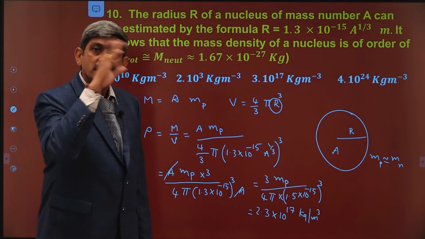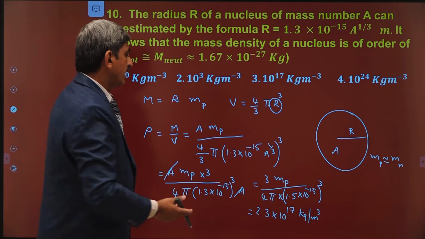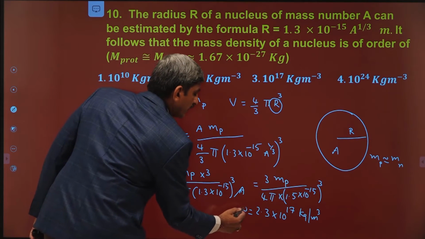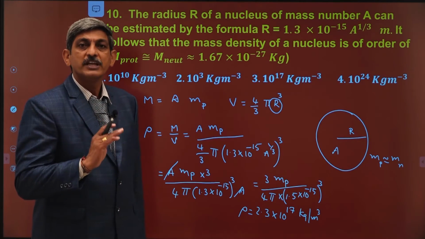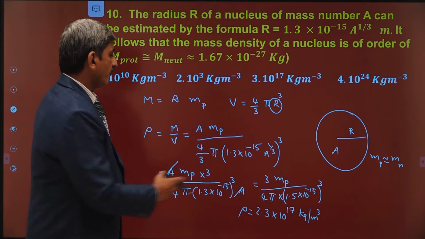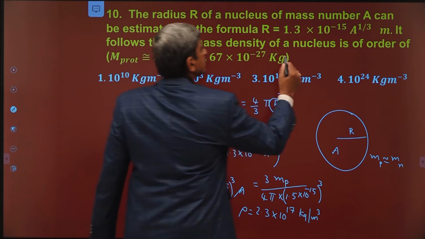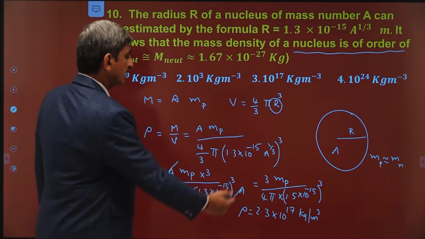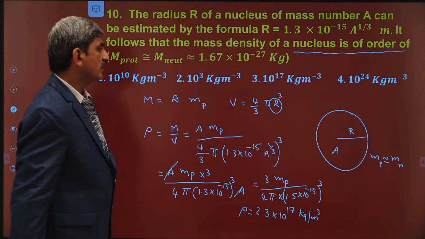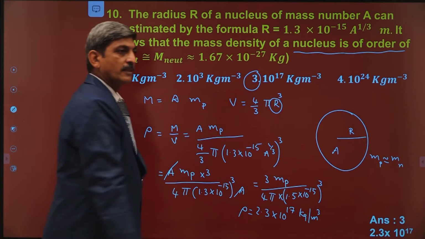This is already studied at the basic plus 2 level, and it is found to be 2.3 into 10 to the power of 17 kg per meter cube, which is a very high value. But here the exact value is not asked in the problem. The mass density of the nucleus is in the order of dash. That is in the order of 10 to the power of 17. So your answer is 3.